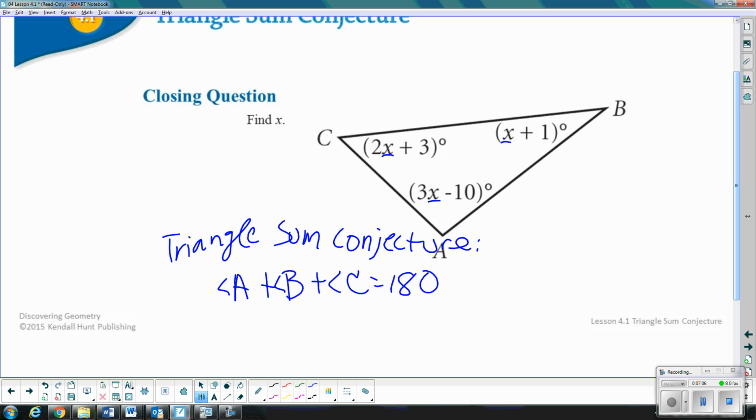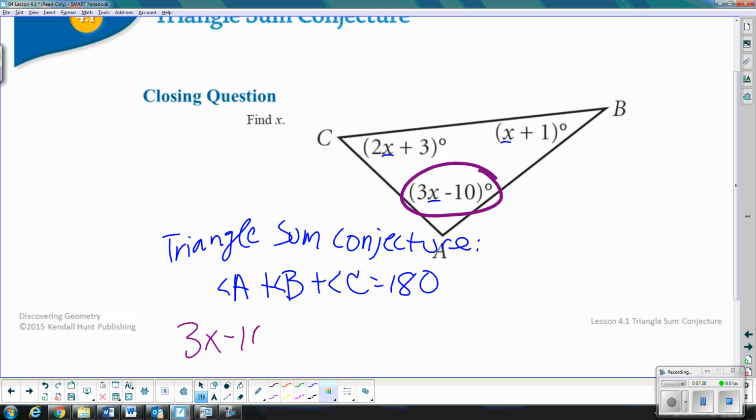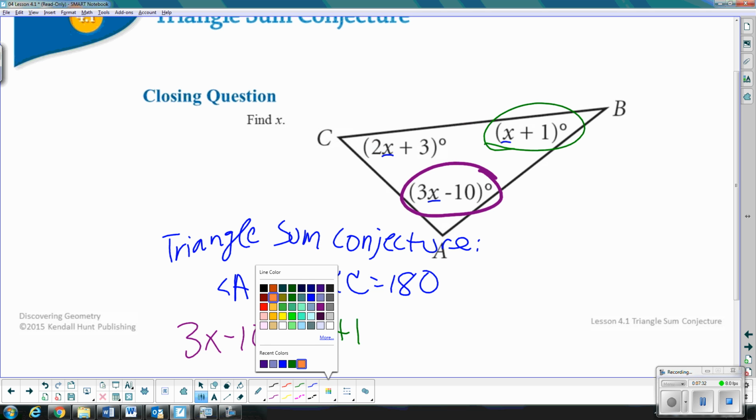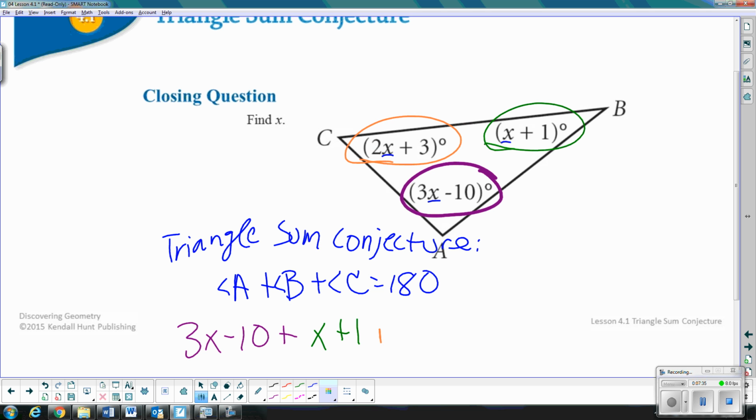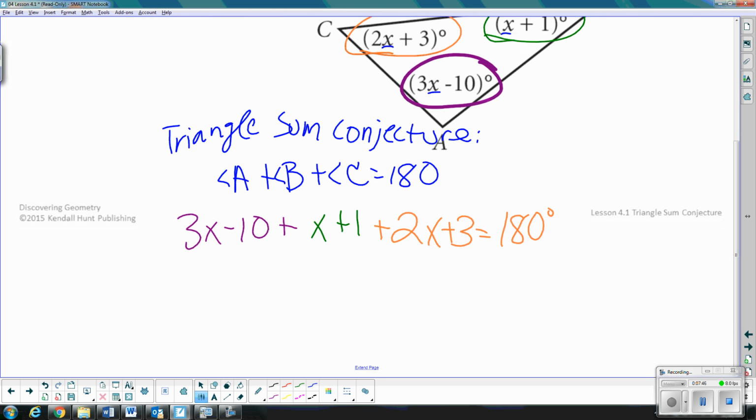Now we don't have actual numeric measurements for each of these, but we have algebraic measurements. So angle A, this is angle A. So we can say 3x minus 10 plus angle B, which is x plus 1, plus angle C, which is 2x plus 3. And that equals 180 degrees. So now we're just going to use algebra. We're going to add our like terms.